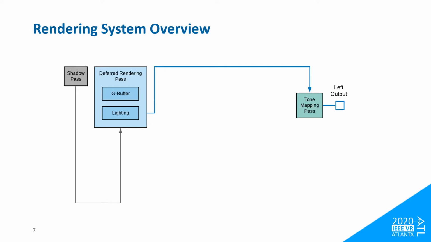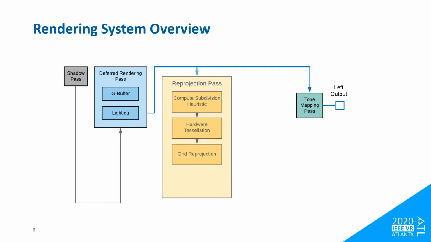Okay, let's take a look at our rendering system's architecture. We start off by rendering the left eye image as usual using a standard deferred pipeline. Prior to submitting our finished image to the left portion of the output display, we perform a tone mapping pass. And that's basically it for the left eye.